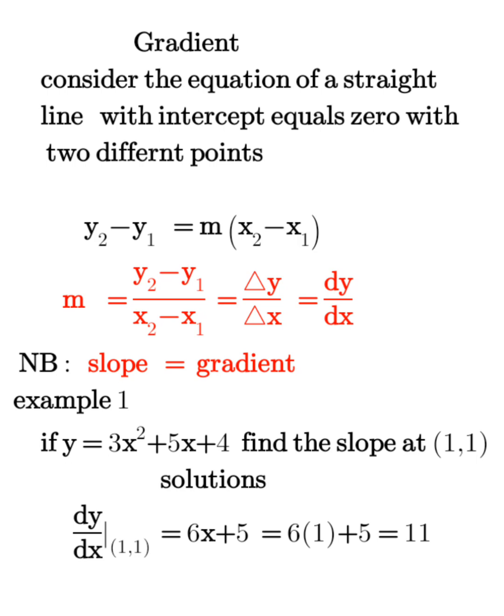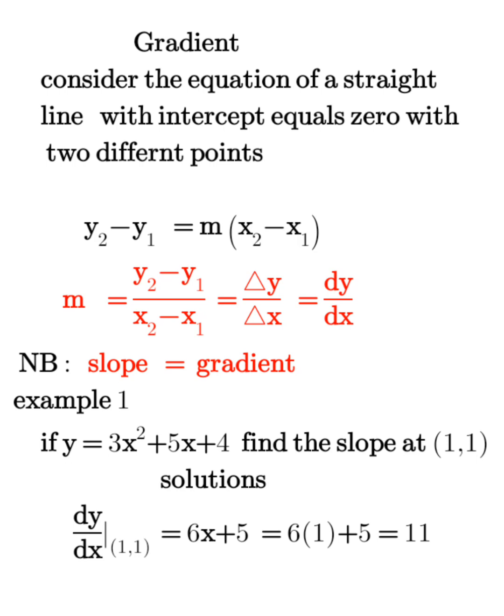So making the gradient, which is also the same thing as the slope, the subject of the formula, you have m to be y2 minus y1 over x2 minus x1, which is change in y over change in x. So that is equal to dy/dx.